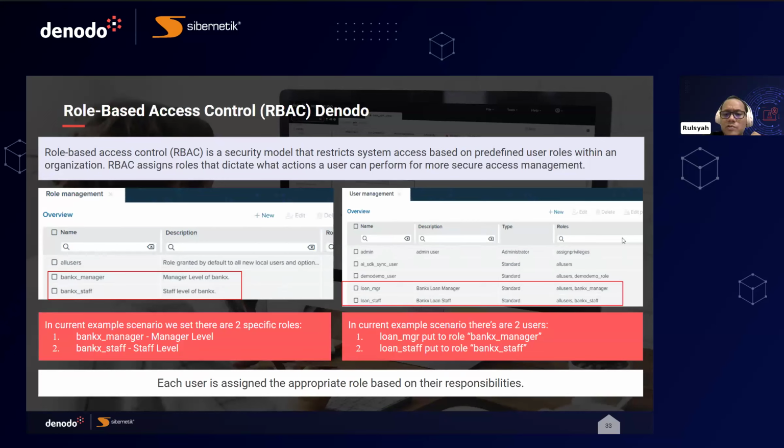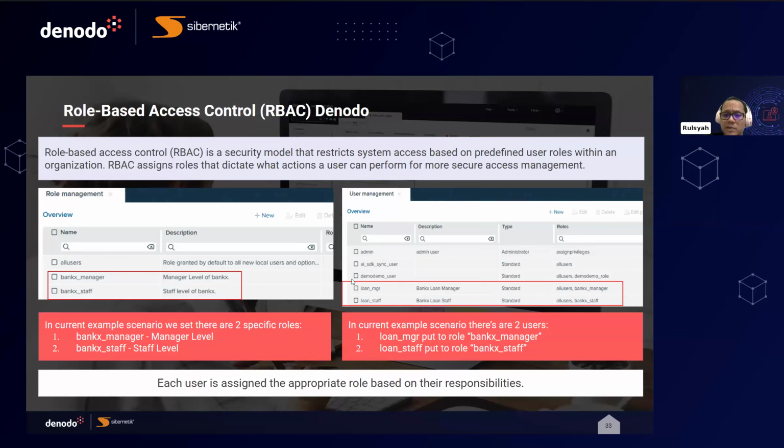Okay, we also have role-based access control, where we can manage user permissions securely and efficiently. For this scenario, we created two roles: bank manager for users at the managerial level, and also bank staff for the staff level. These roles are predefined with necessary access rights that reflect their responsibilities within the organization. Once the roles are defined, users are assigned accordingly.